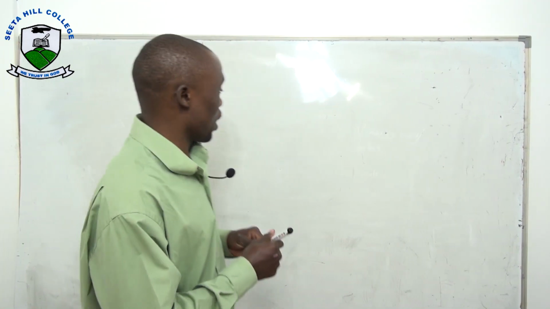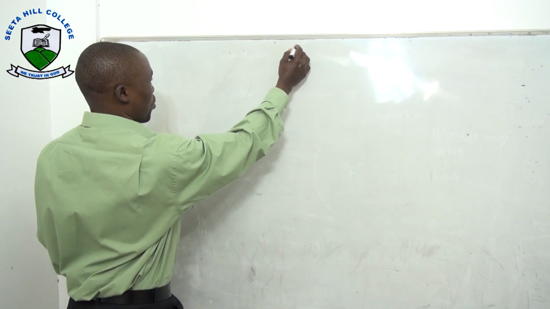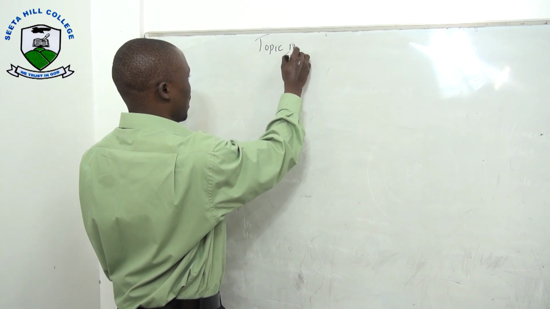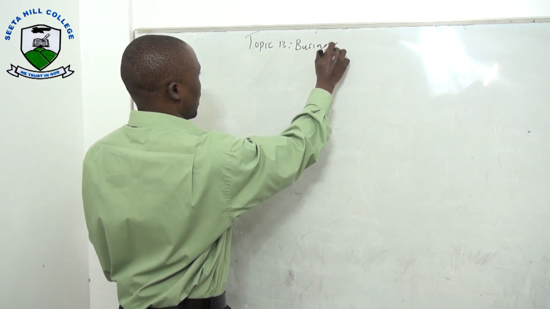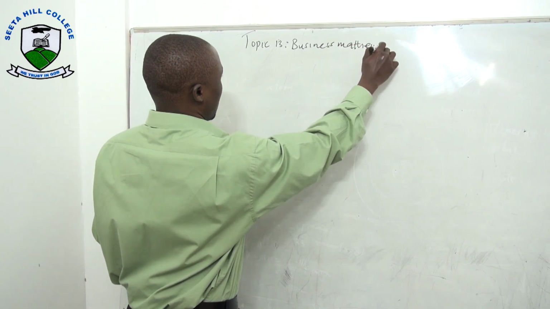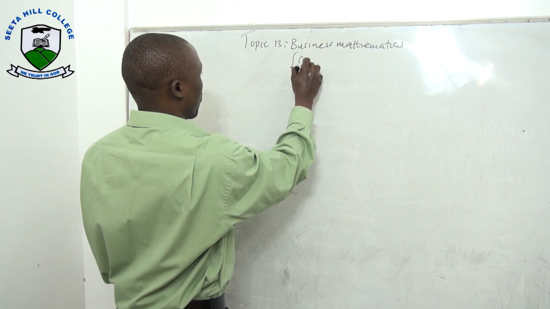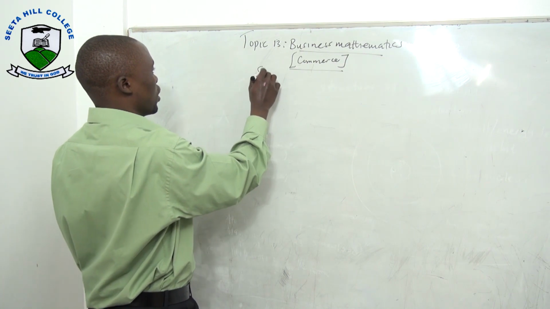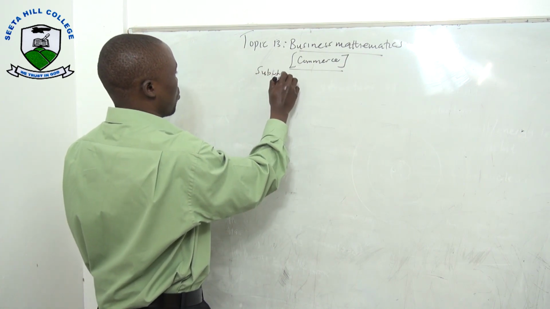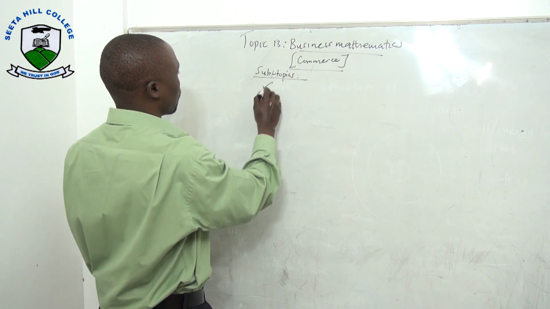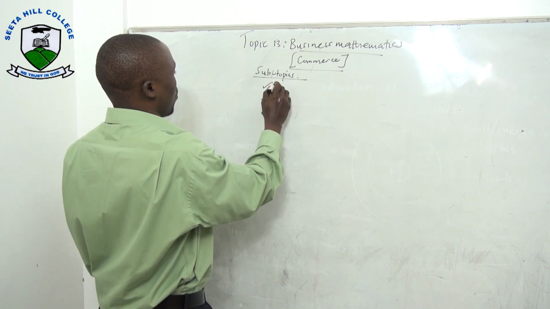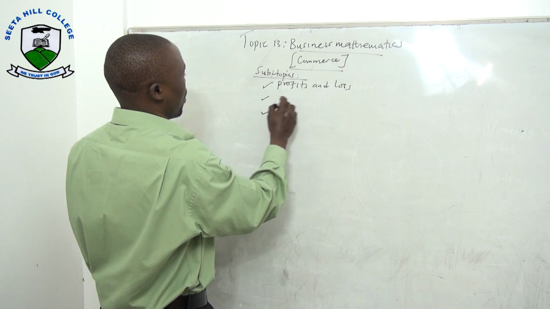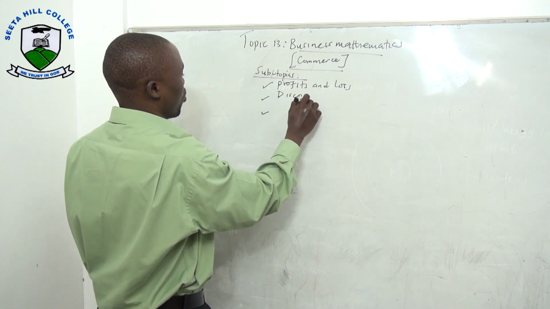Now let us go to our topic for today. It's called business mathematics or commerce. Topic 13, business mathematics. Of course, business is called commerce. And under here we are going to look at several subtopics which we shall include. We shall have profits and loss. Hope you are aware of that work. From which level are that?